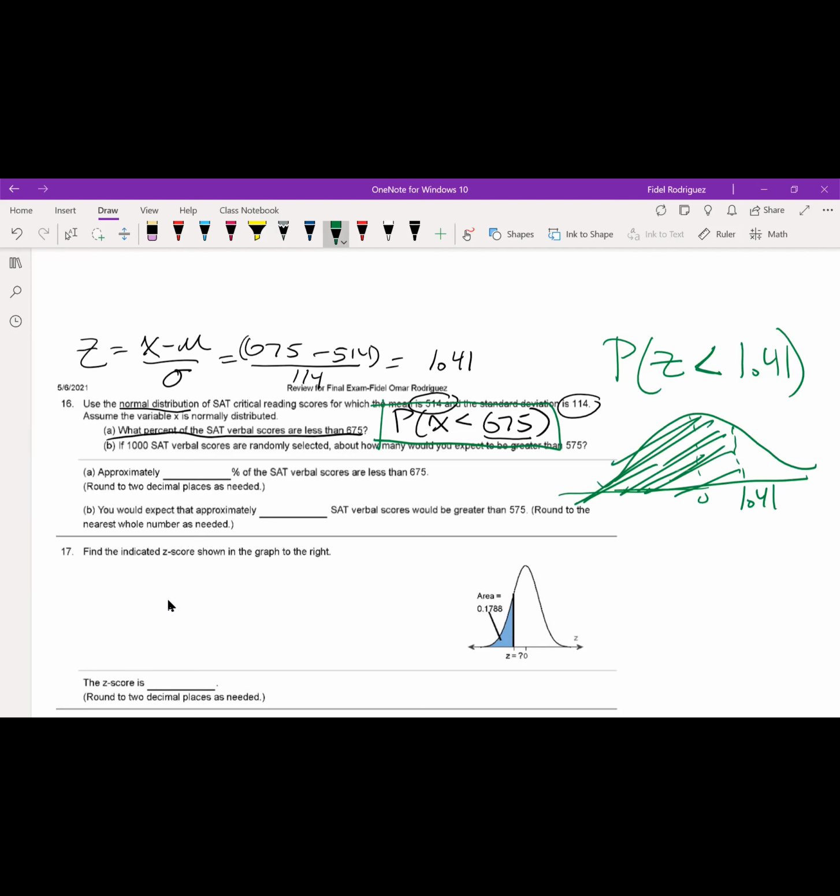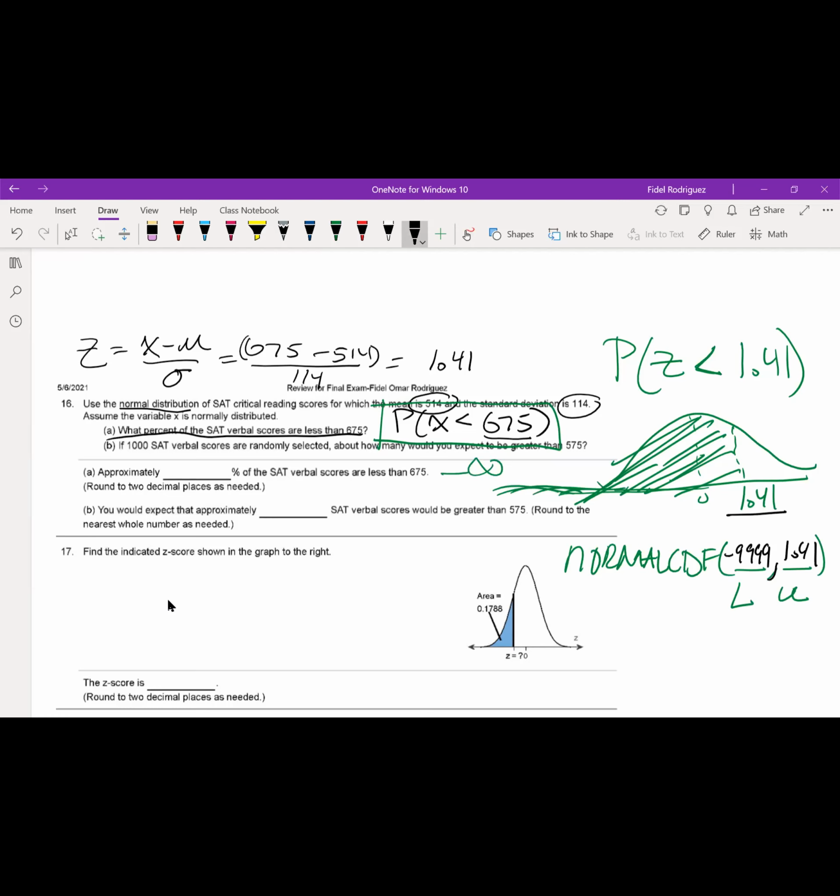If I was going to use my calculator, I would go normal CDF, okay? Now remember, we have 2 numbers, the lower number and the upper number. So the lower number, if I'm all the way over here to my left, I'm approaching negative infinity. So here, what I might put in is negative 9999. And then where are we stopping at? Right at 1.41.